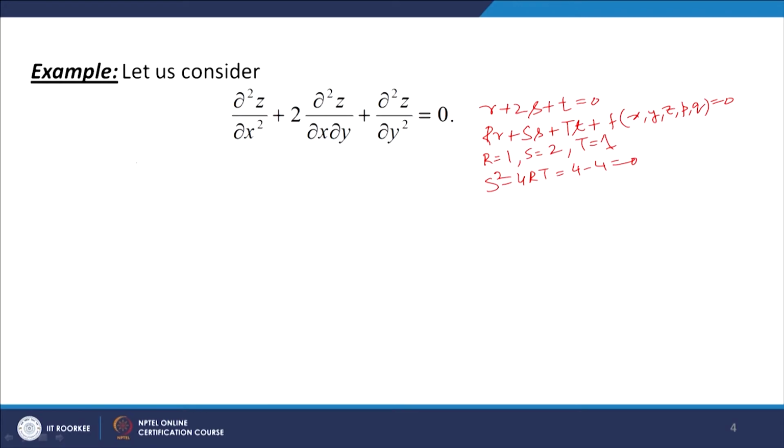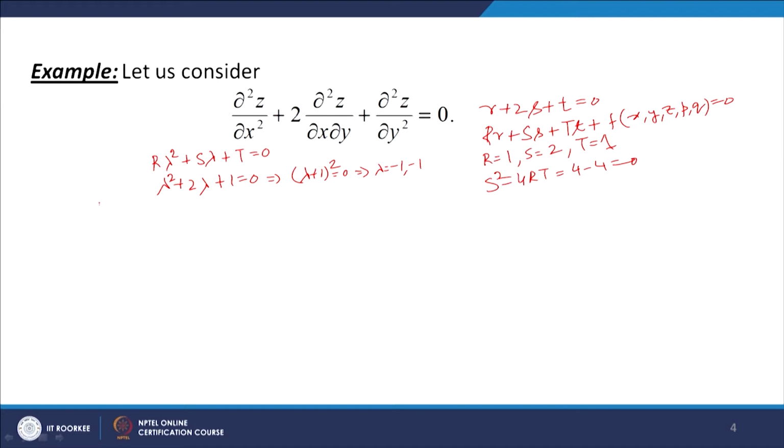So let us find the roots of the lambda quadratic, r lambda square plus s lambda plus t equal to 0. R is equal to 1, so we have lambda square, s is equal to 2, so we have 2 lambda, t is equal to 1, so we have lambda square plus 2 lambda plus 1 equal to 0, and this is (lambda plus 1) whole square equal to 0, which means that the two values of lambda are equal, they are minus 1, minus 1. Now we have to choose the functions u(x,y) and v(x,y).